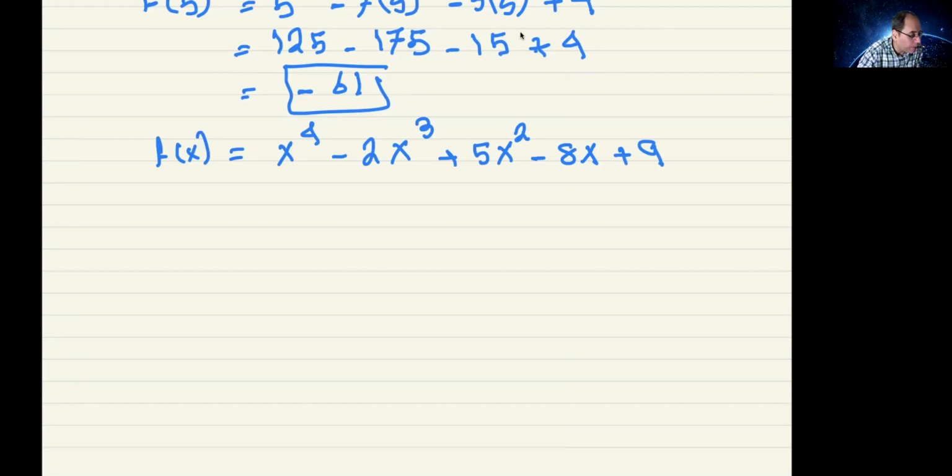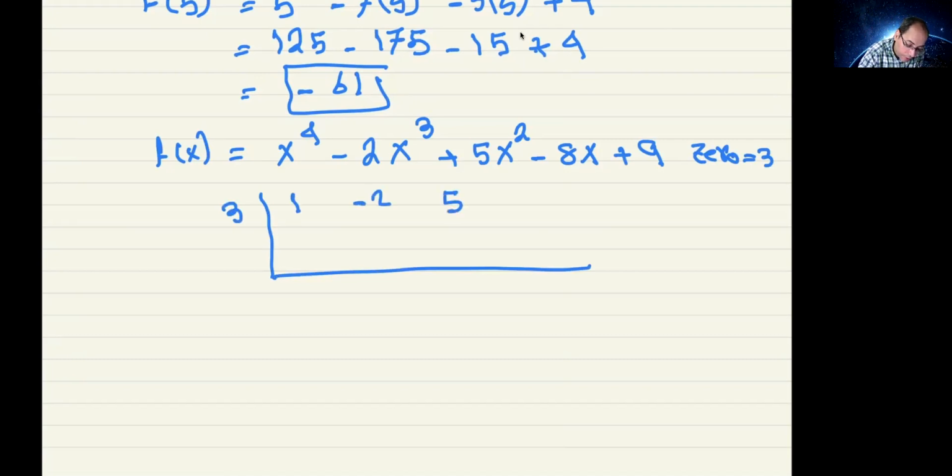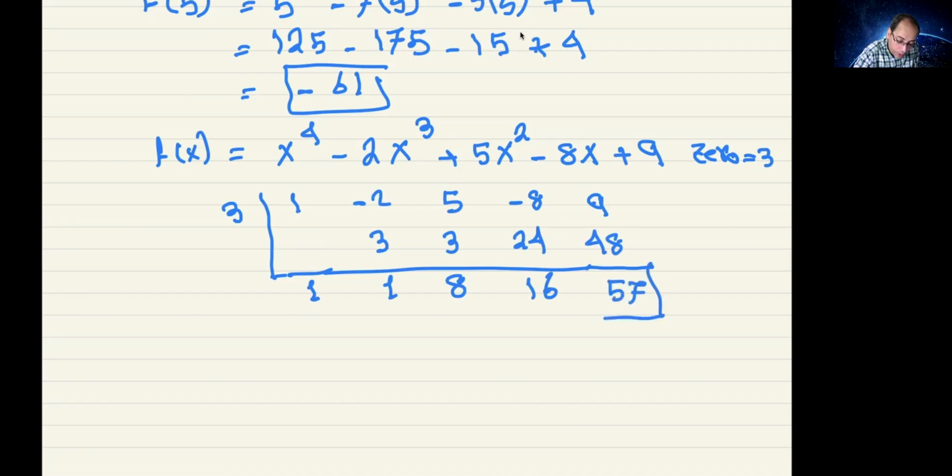So the 0 is 3 here. If I use the synthetic division, 3 is the 0. The coefficients are 1, negative 2, 5, negative 8, and 9. Let's do the synthetic division and bring 1 down. 1 times 3 is 3. 3 minus 2 is 1. 1 times 3 is 3. I got 8 here. 8 times 3 is 24. 24 minus 8 is 16. 16 times 3 is 48. And 48 plus 9 is 57. So the remainder that I got here is 57.